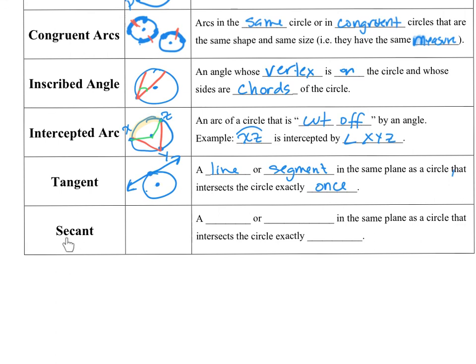And then the last line or segment that we're going to talk about is a secant. A secant is either a line or a segment in the same plane as a circle that intersects a circle exactly twice. So for that to happen, that line or that segment is going to have to go through the interior of the circle. So let's draw an example. Here's a circle, here's the center. So a secant would be a line, or it could be a segment, that touches the circle exactly twice. So we could actually say any chord is also a secant to the circle.